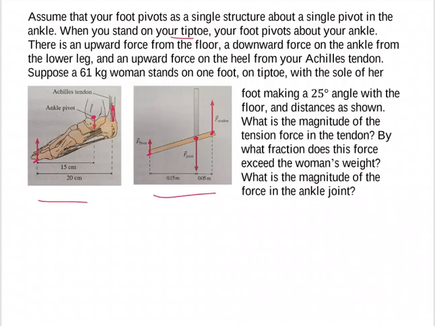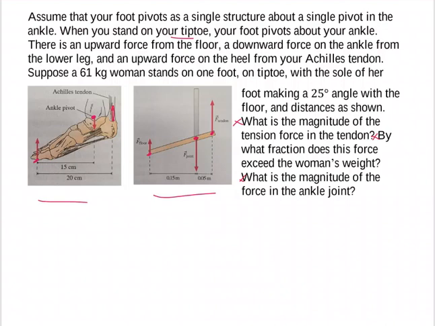Suppose a 61 kilogram woman stands on one foot on tiptoe with the sole of her foot making a 25-degree angle with the floor and the distances that we see here. What is the magnitude of the tension force in the tendon, and by what fraction does this force exceed the woman's weight? What is the magnitude of the force in the ankle joint? So we have several questions here. First, what is the magnitude of the tension force in the tendon? Then, by what fraction does this force exceed the woman's weight? And then, what is the magnitude of the force in the ankle joint? So, several things that we can do.